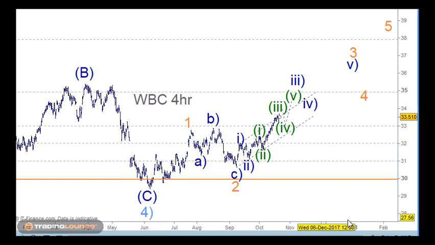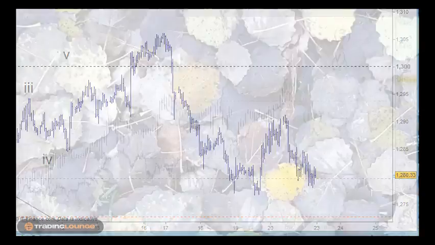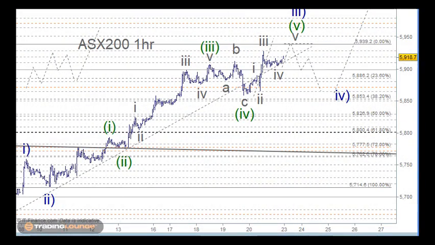So all right, I'm just going to leave it at that, really, because there's not much else to say with the ASX 200 here.